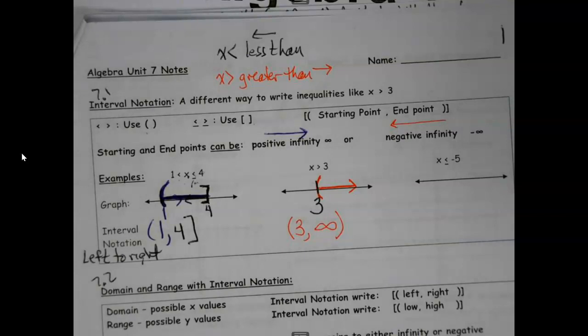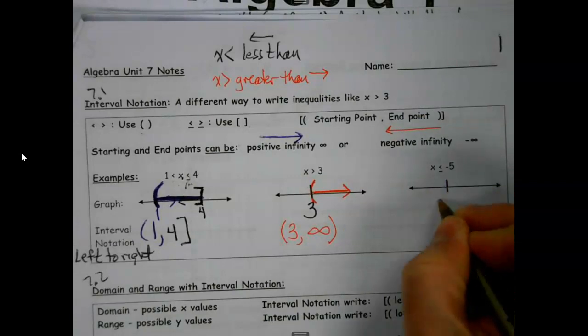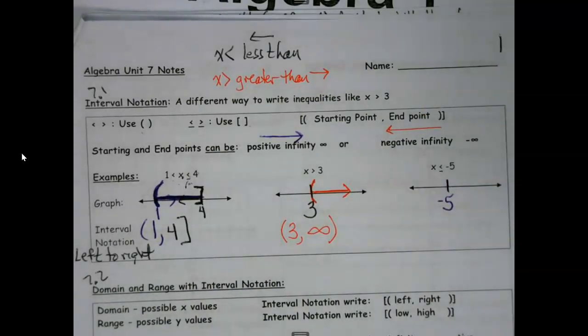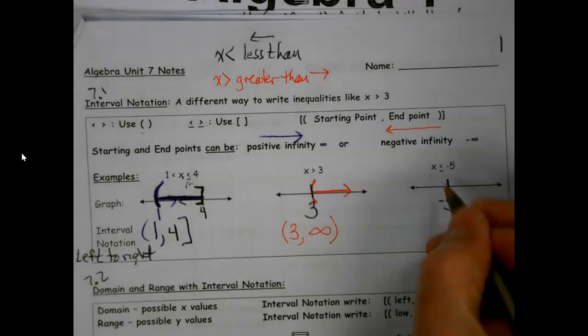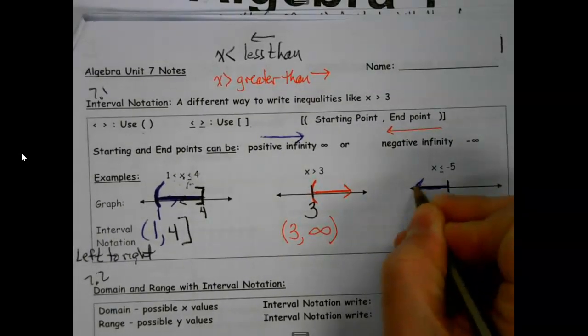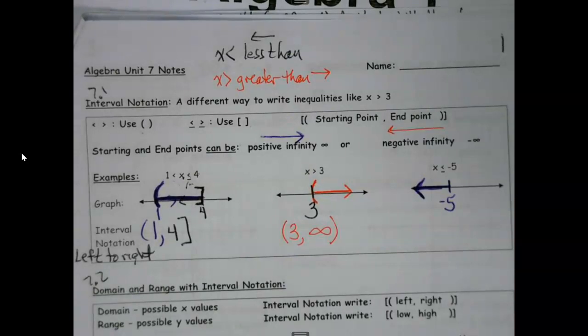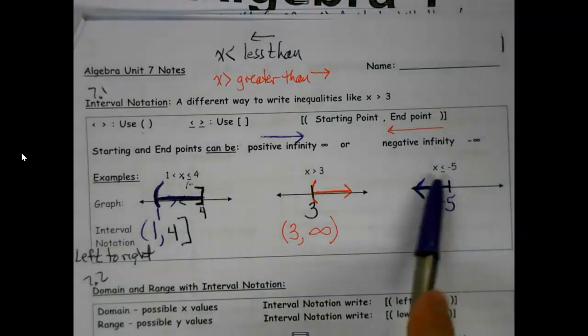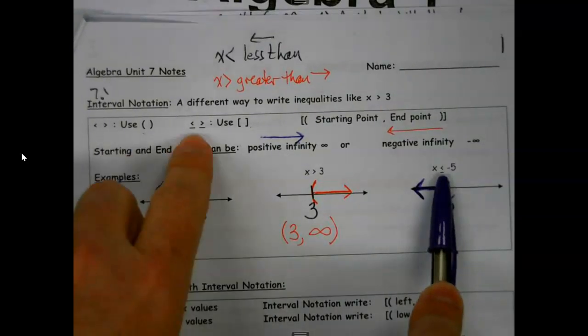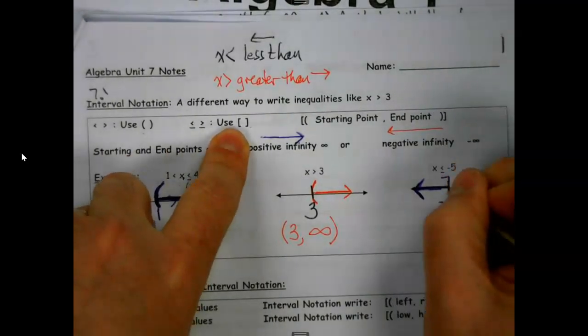And so you might catch on already to what this last one may look like. Because again, there's always 3 things I'm looking for. Number 1, which way is the arrow going? The arrow is pointing at x, x is less than. Less than goes left. Because of the line being underneath, I'm going to use a bracket.